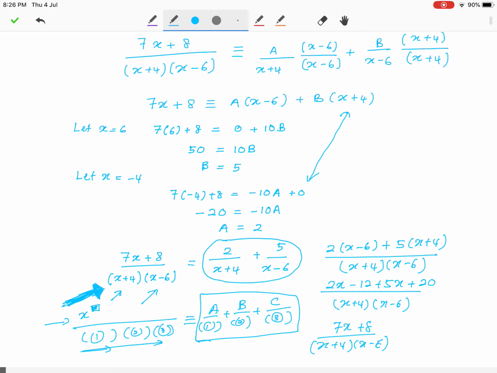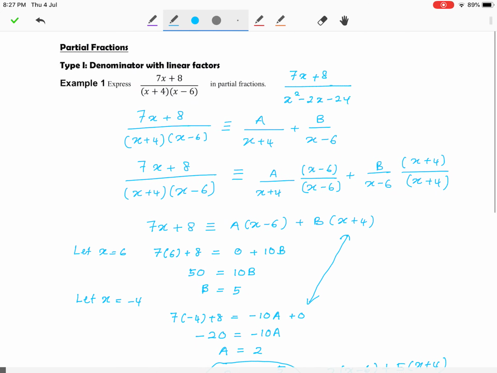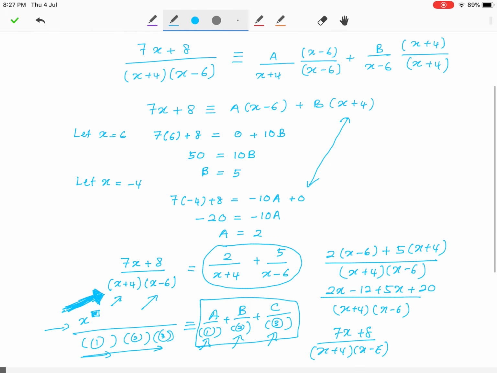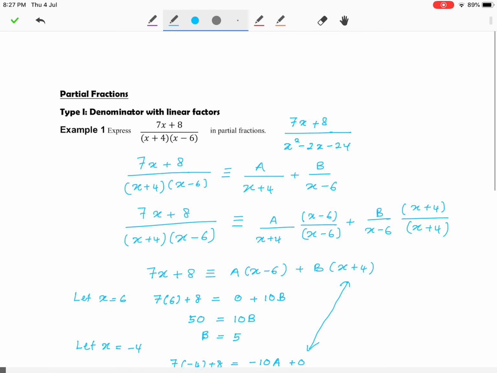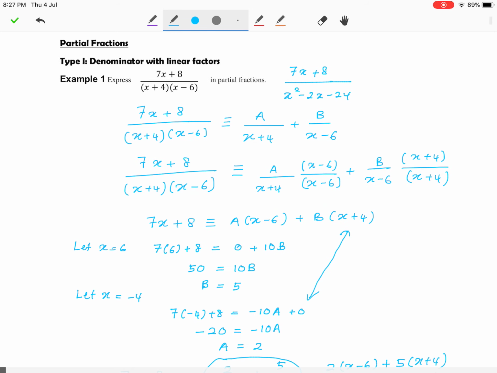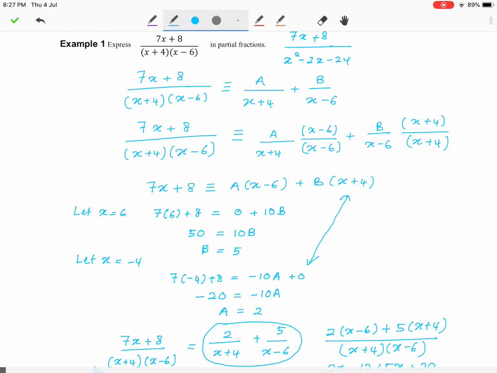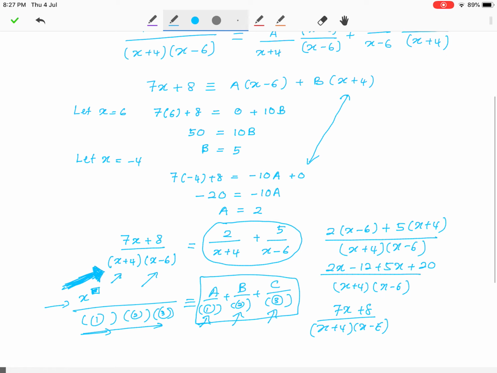Then you proceed as normal, as I showed you above. Just combine them, then substitute x according to each bracket, and eventually you will have your a, b and c. So I hope this explains the first example. I'm going to stop now and continue with type 2 in the next video. So good luck.